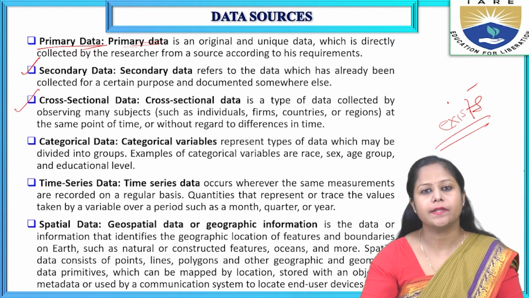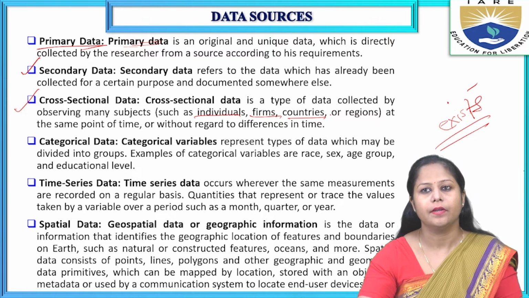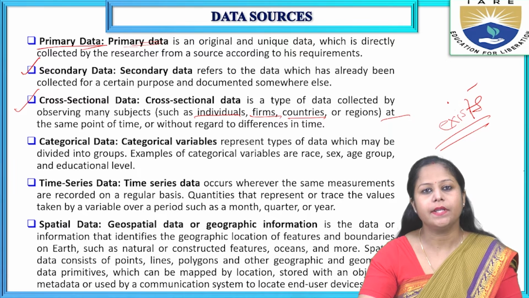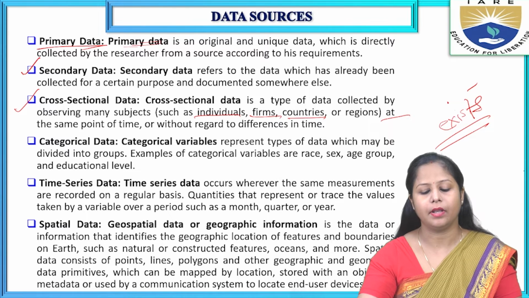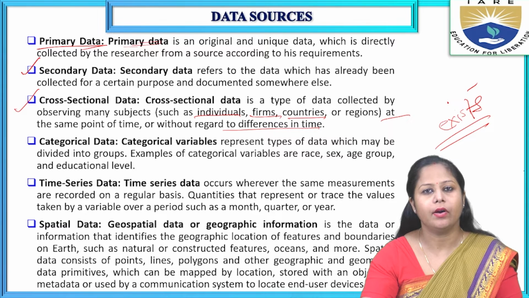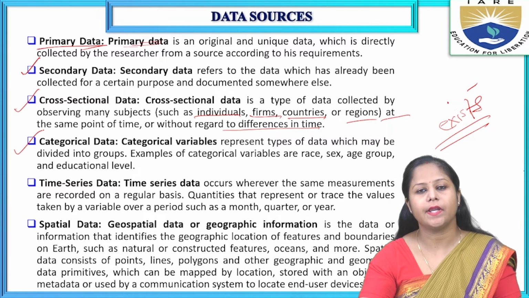Cross-sectional data is nothing but a type of data that is collected by observing many subjects, such as individuals, firms, countries and regions, at the same point of time, without regard to differences in time. So that is cross-sectional data, which is collected by observing many subjects like individuals, firms, countries and regions. Categorical data. What is categorical data?